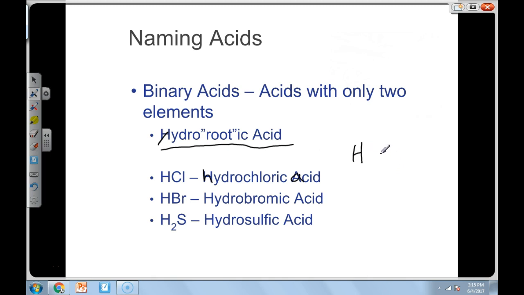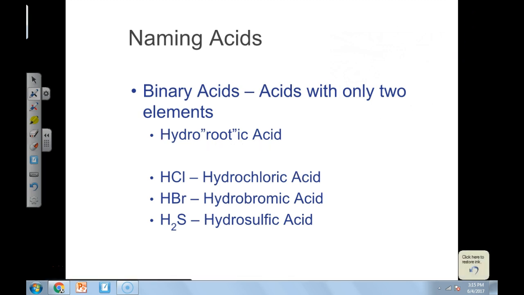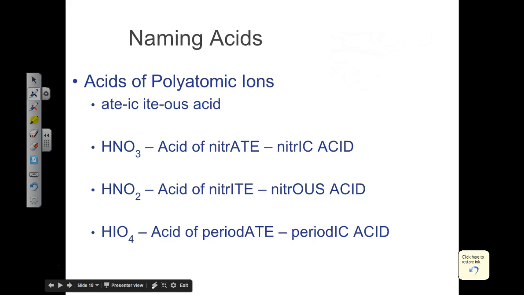So HI is an acid, and so that would be hydro, and the root of iodine is iod. So this is hydroiodic acid, HI. And so that's how you name binary acids. But there's not as many binary acids as there are acids using polyatomic ions.